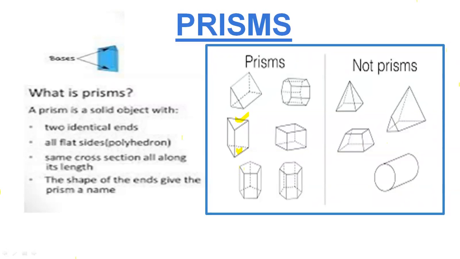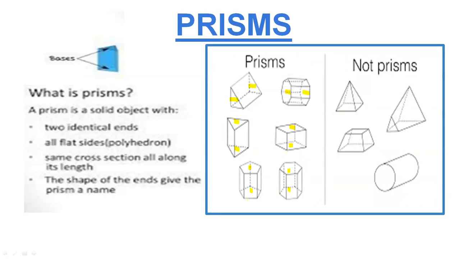So we have three steps for how we identify prisms. The ends should be identical. First step: the same length and the same height. Everything should be the same, identical ends. The first step, you have to look around.